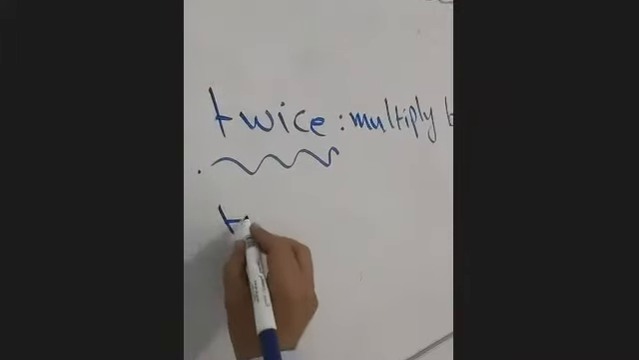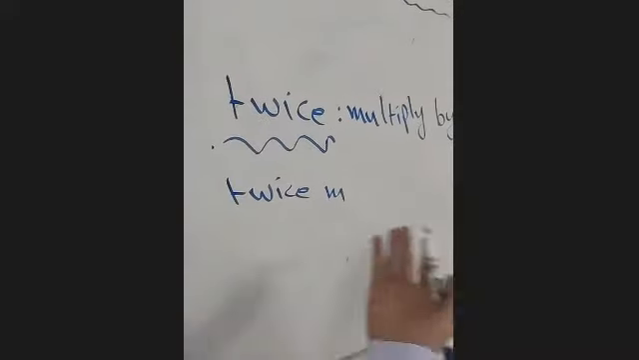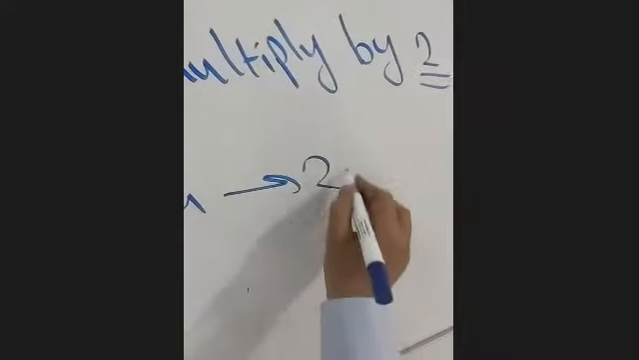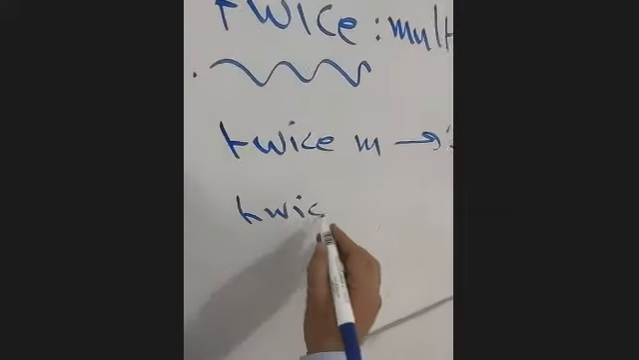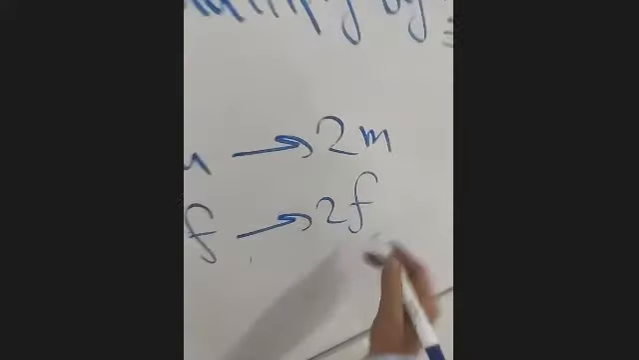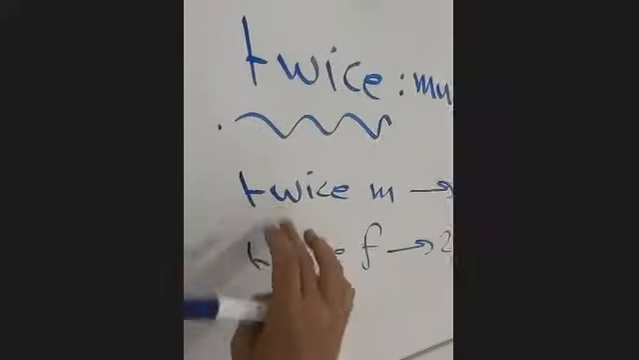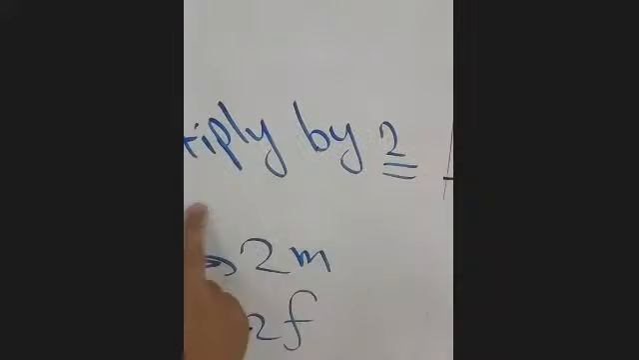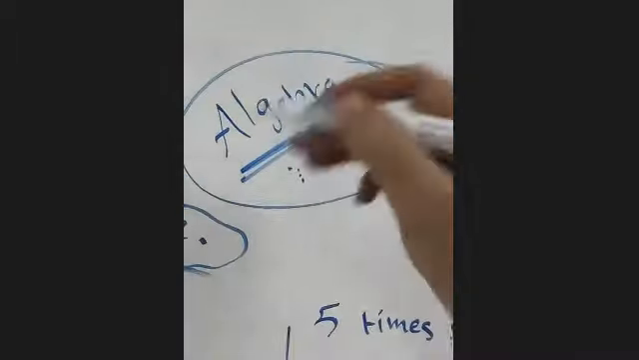For example, twice m means 2m, 2 multiply m. Twice f means 2f, 2 multiply f. Twice means what? Multiply by 2. You will use it later on when I talk about the algebra thing later. Continue. Go to the next page.